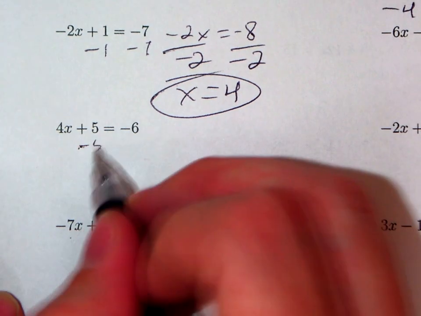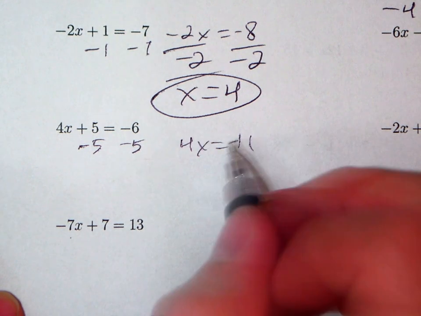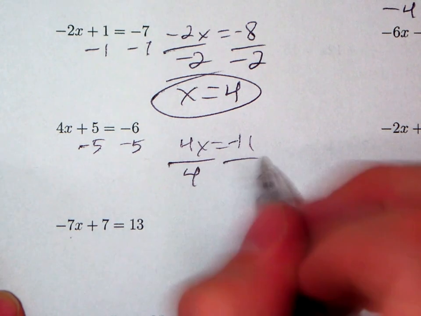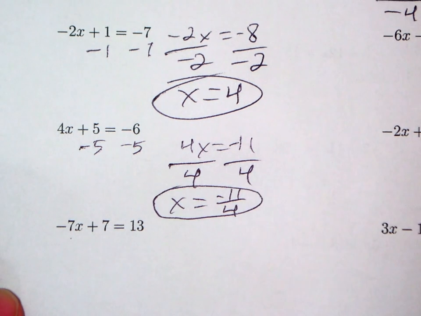Minus 5 from both sides, we have 4x is equal to negative 11. When we divide by 4, we get x is equal to negative 11/4. Since there's not a common factor, we cannot simplify that fraction.